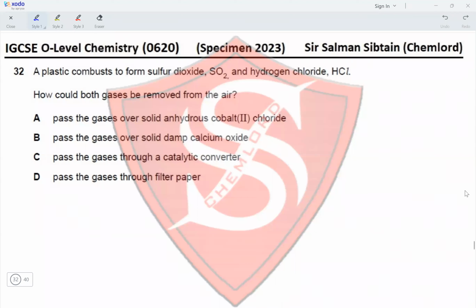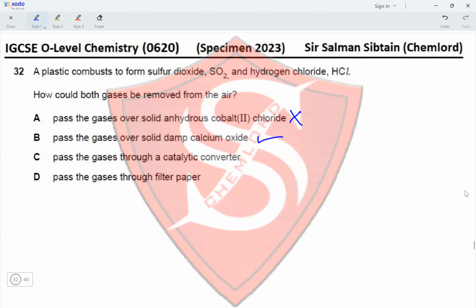Question 32. A plastic combusts to form sulfur dioxide and hydrogen chloride. Both of these are acidic gases. How could both gases be removed from the air? Pass the gas over solid anhydrous cobalt(II) chloride. Cobalt(II) chloride would absorb water. This is not absorption for acidic gases. Pass the gases over solid damp calcium oxide. Yes, calcium oxide is basic in nature. It would react with the gases that would pass over them and it would remove them from air.